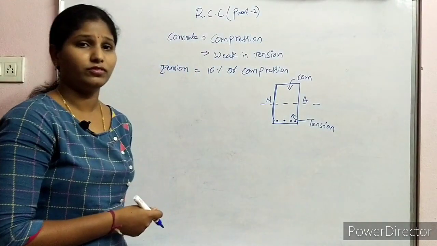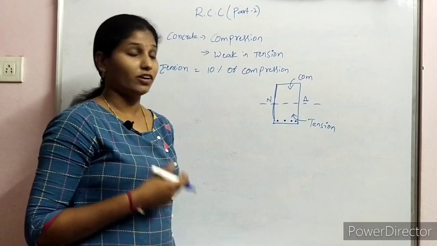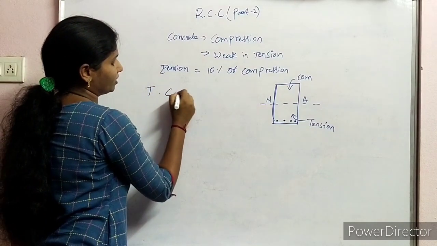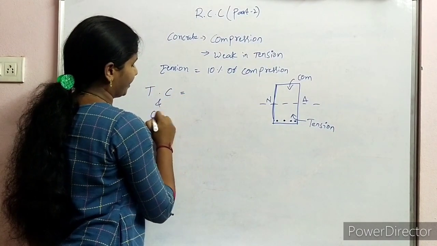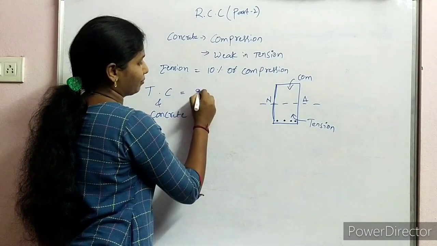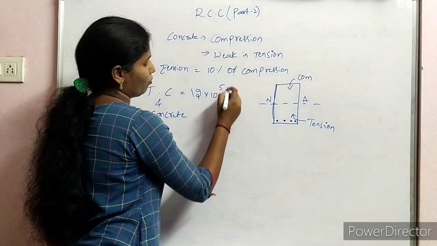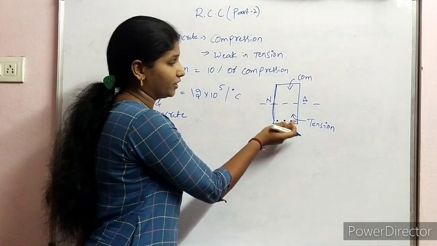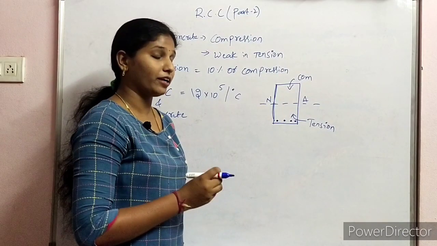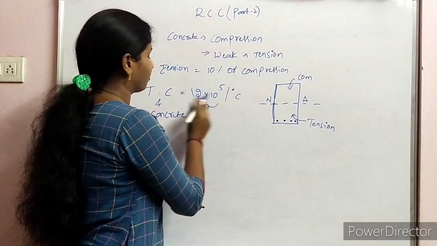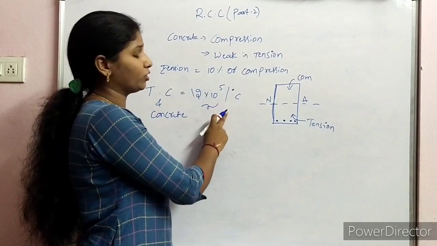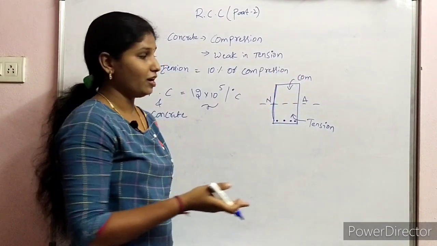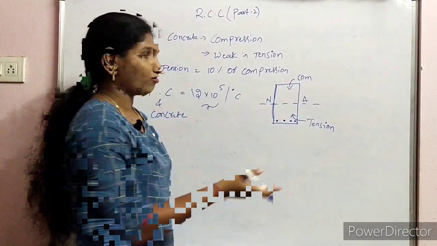Why are we using steel? We could use some other materials, so what is the specific reason to use steel? The thermal coefficient of steel and concrete is the same, that is 12 into 10 to the power of minus 5 per degree centigrade. So during expansion, the steel and concrete both expand the same, because their thermal coefficients are the same. That is why we use steel as reinforcement. Concrete is a brittle material, whereas steel is a ductile material.